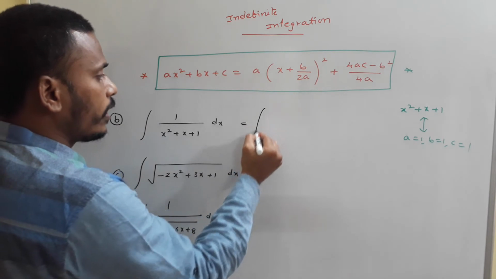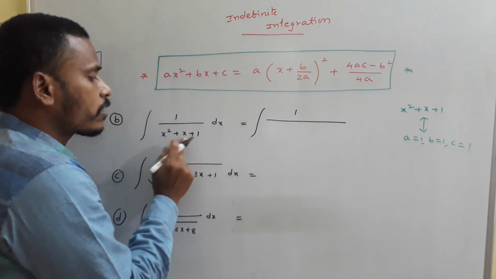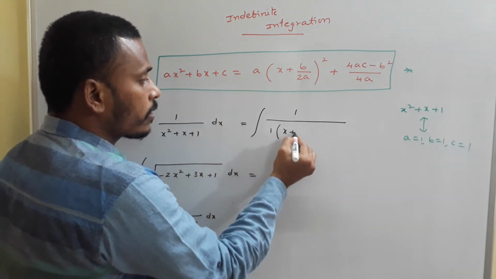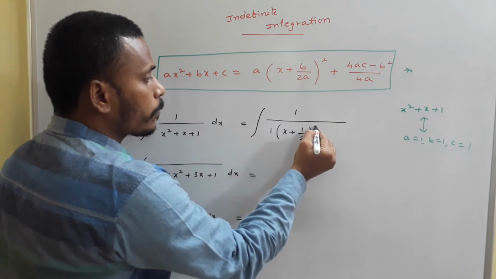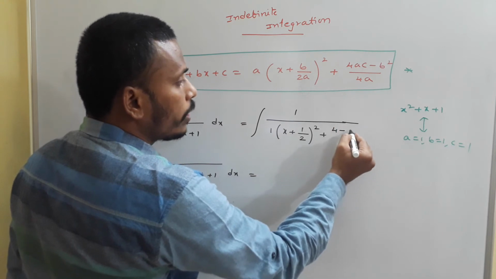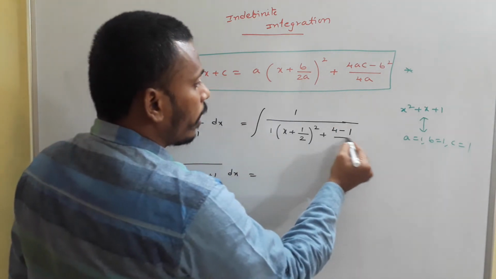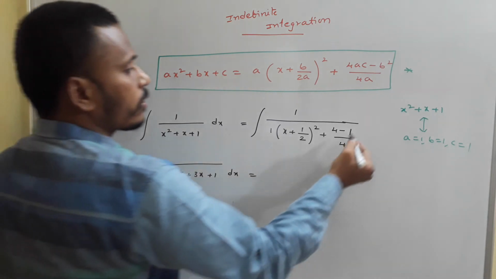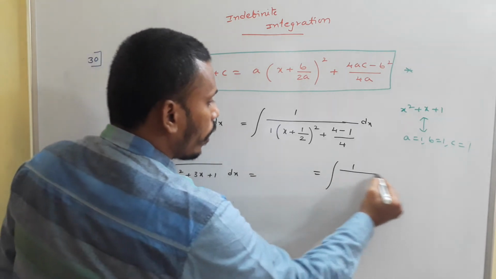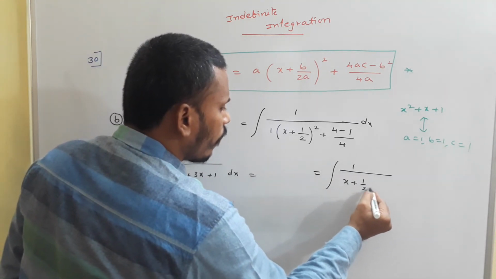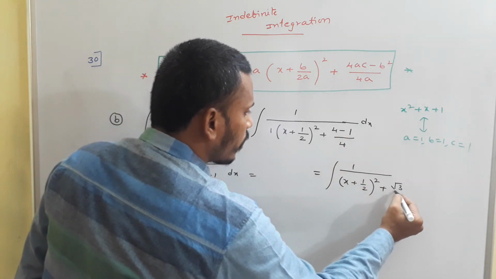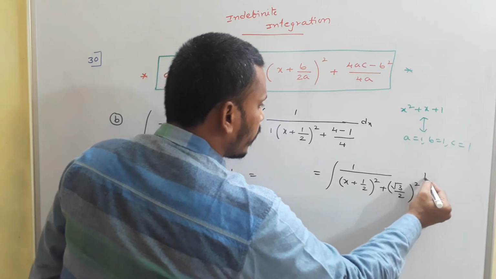So this is equals to integral 1 divided by x square plus x plus 1 can be written as a into, that means 1 into x plus b is 1, a is 1, x plus 1 by 2 whole square plus 4 into a is 1, c is 1. So 4 minus b square means 1 square, and then 1 by 4 into 1 is 4, dx. This is what we need to answer. So this is equals to integral 1 by x plus 1 by 2 whole square plus this is 3 by 4. 3 by 4 is nothing but root 3 by 2 whole square dx.